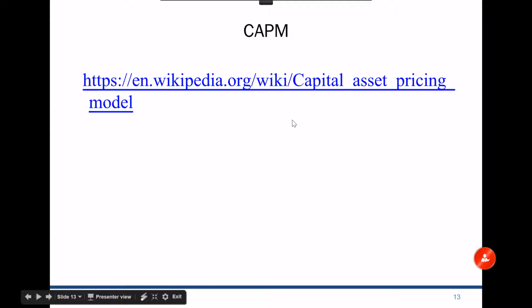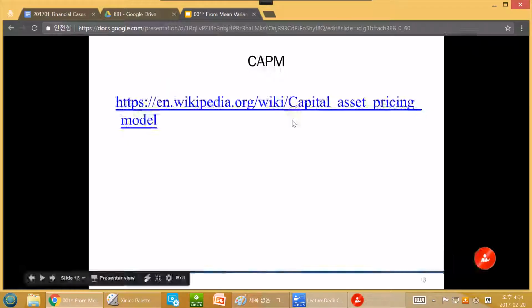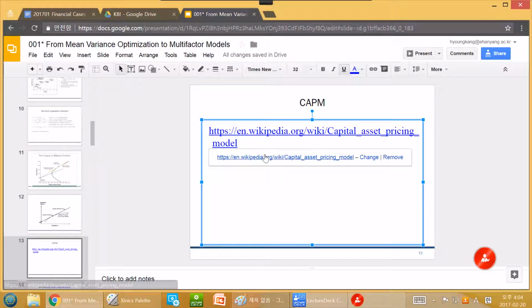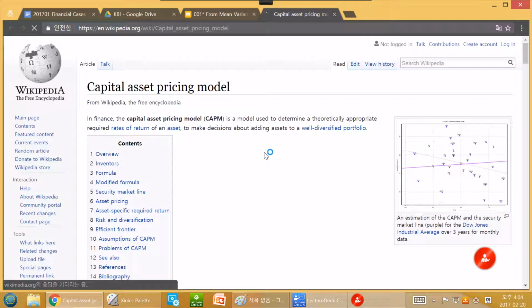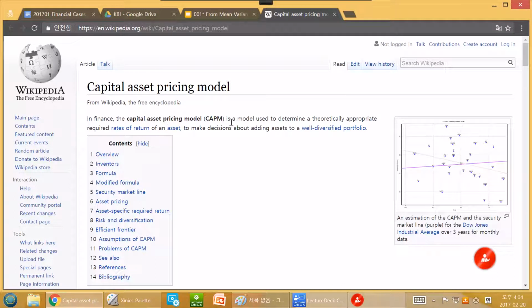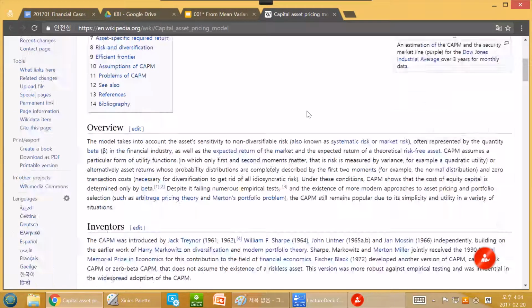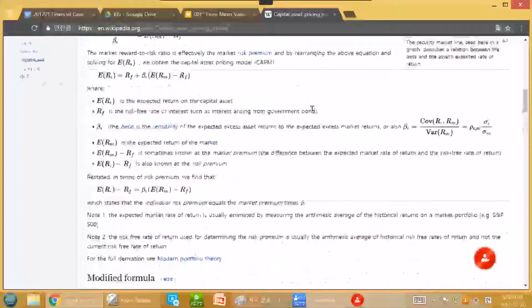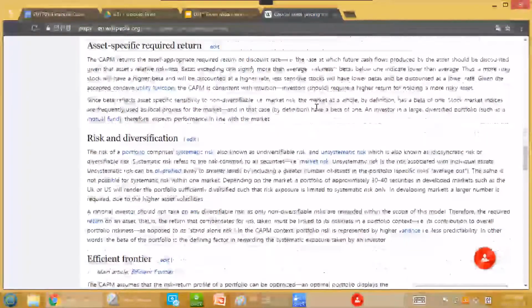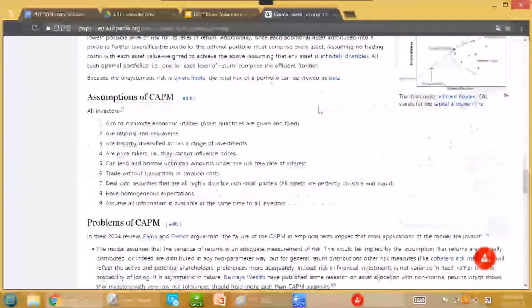For a detailed explanation of the capital asset pricing model, you can go to any textbook, or Wikipedia has a very good explanation of it. In finance, the capital asset pricing model, CAPM, is a model used to determine the theoretically appropriate required rate of return on an asset, to make decisions about adding the asset to a well-diversified portfolio. It is very well written, so if you have time, you can read it.